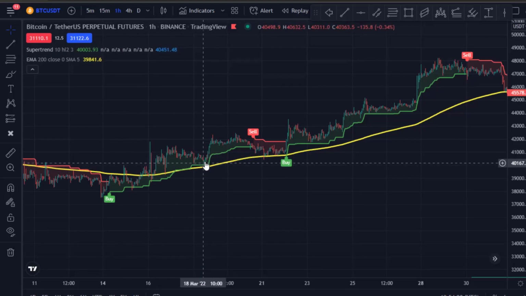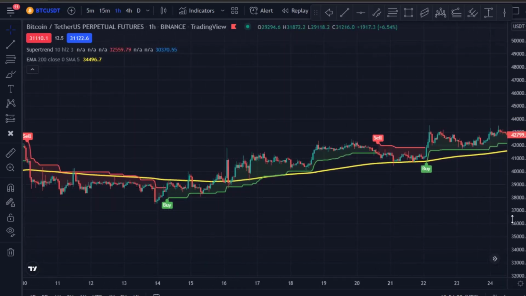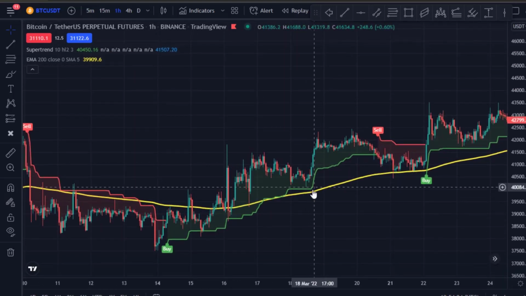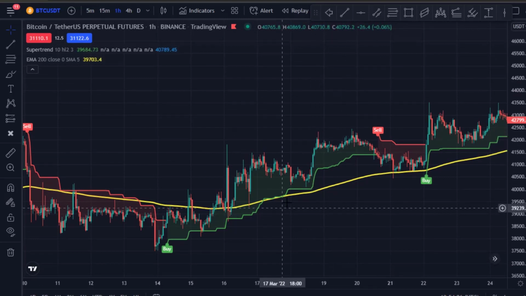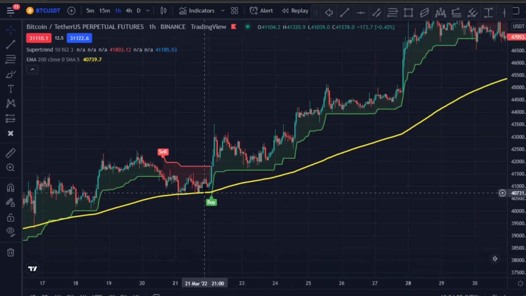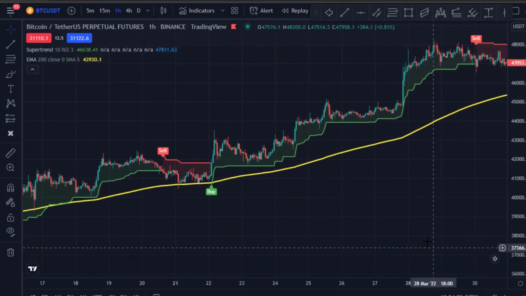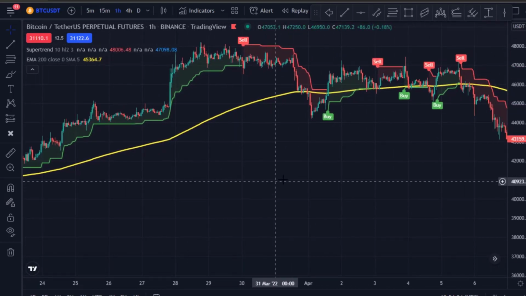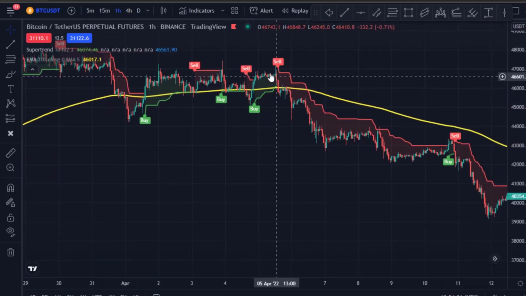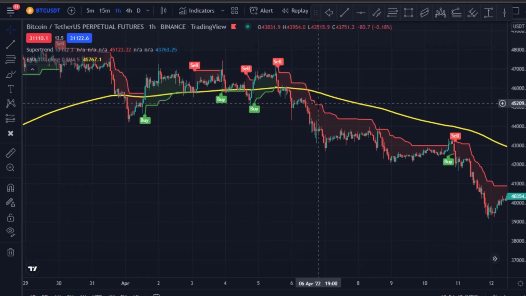Once the price crosses above the 200 EMA line, while the Supertrend is still colored green, that is the time you want to take a buy position. And you close your trade here when the Supertrend turns red. Let's move on to another chart. You can see that the Supertrend indicates a sell signal, but the price is still above the 200 EMA. So we don't want to take positions yet.